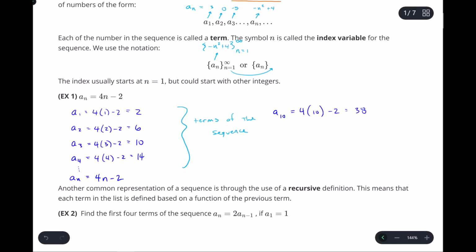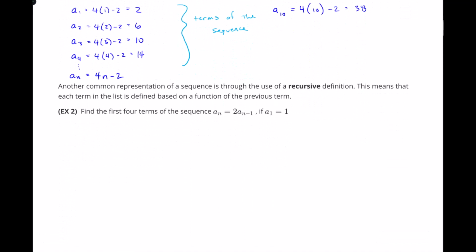Now, another type of sequence is created through the use of what's known as a recursive definition. That wouldn't allow you to jump ahead. So what this means is each term in the list is defined based off of a function of the previous term. So let me walk you through an example here.